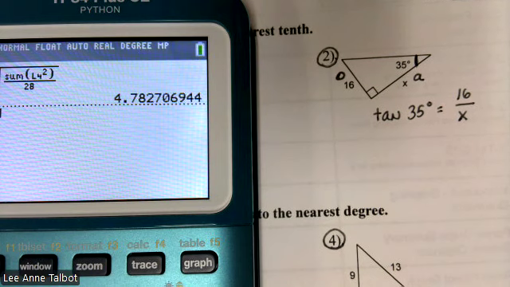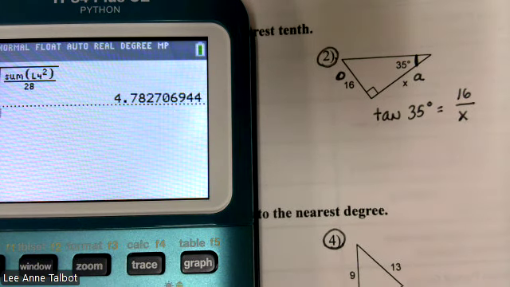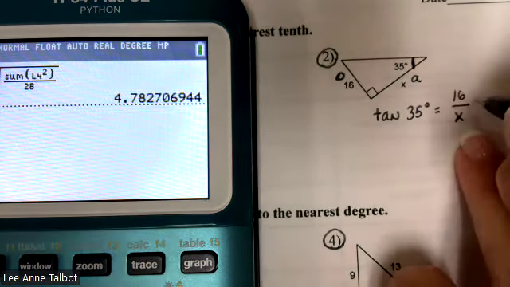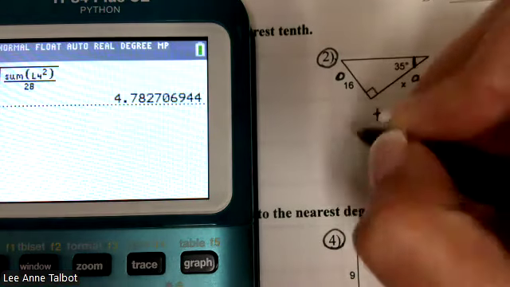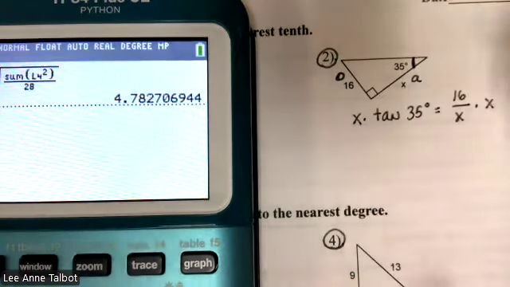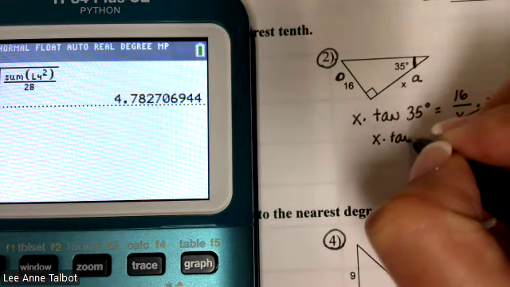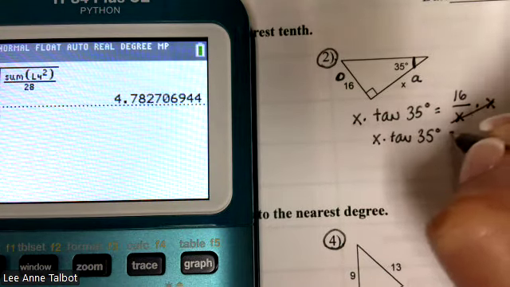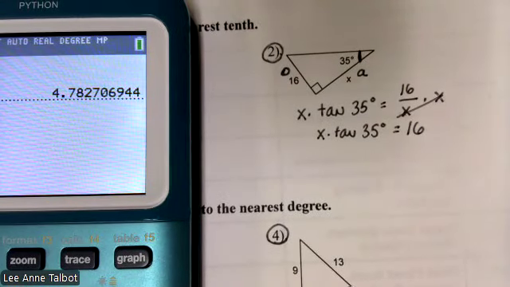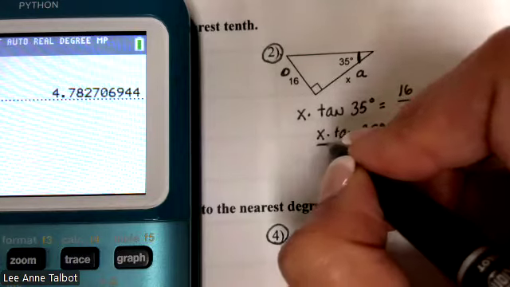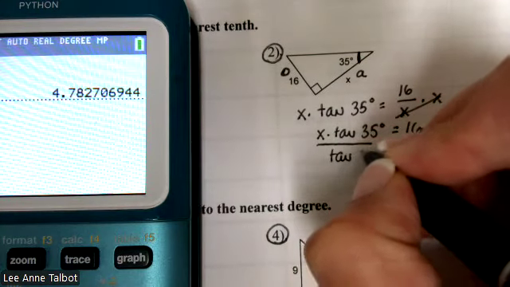What did your teacher teach you to do? Okay, that's what I do too. Okay, so what I do is I multiply both sides by X. I multiply both sides by X and then divide both sides by tan 35.